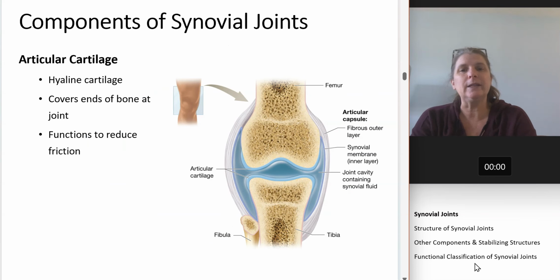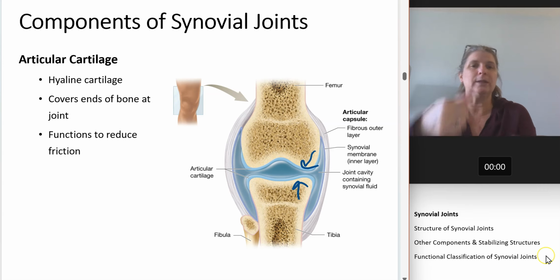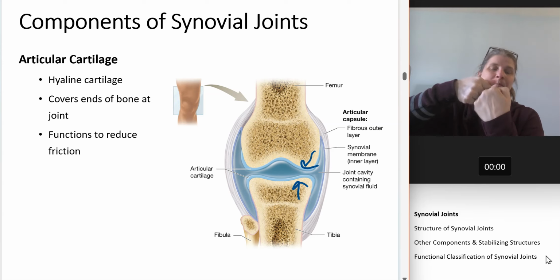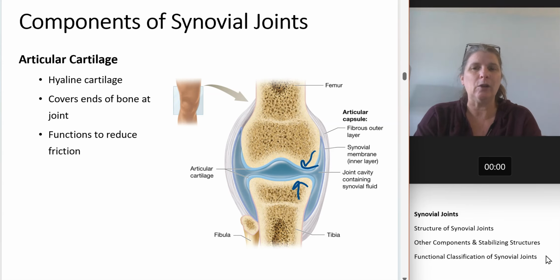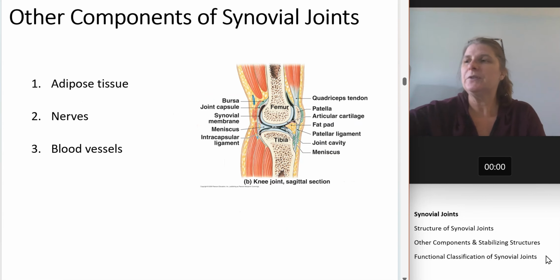So the other piece is the articular cartilage. Remember, the articular cartilage lines the ends of the bones. It's there to reduce friction, making a nice smooth, glass-like lining. So it's hyaline cartilage, really important in reducing friction as those ends of bones rub against each other when you move. So there are some other components.